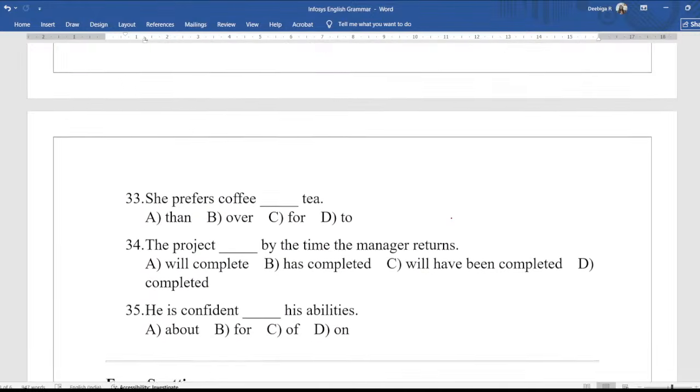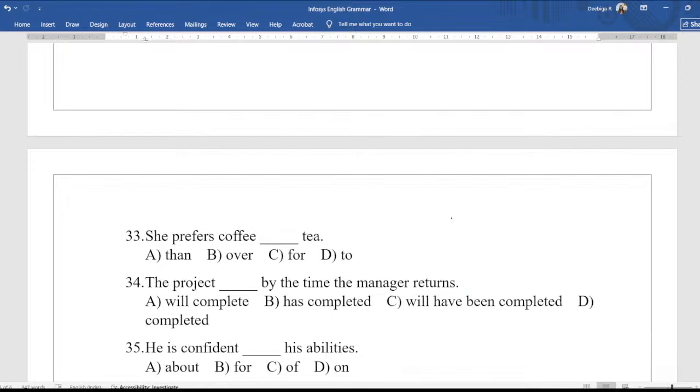She prefers coffee dash tea. So when you encounter prefer, it is always followed by to. She prefers coffee to tea, not over. We always think she prefers coffee over tea. No, this is the rule. She prefers coffee to tea. She prefers coffee than tea? No. She prefers coffee for tea? No. Over tea? No. Two is the correct answer because that is the grammar rule.